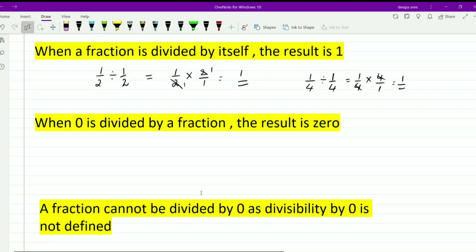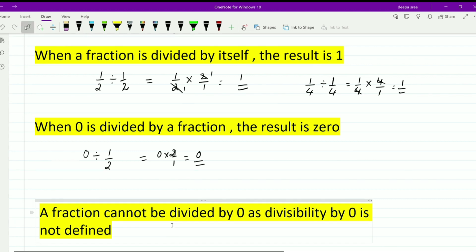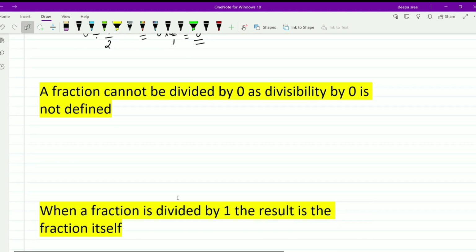Next property. When 0 is divided by a fraction, the result is 0. 0 divided by any number, we know the result is 0. So if it is a fraction also, what will we get? The result is 0. 0 into 1 by 2 will change to 2 by 1. So 2 into 0 is what? 0. Therefore the result is 0. So 0 divided by any fraction, the answer is what? 0.